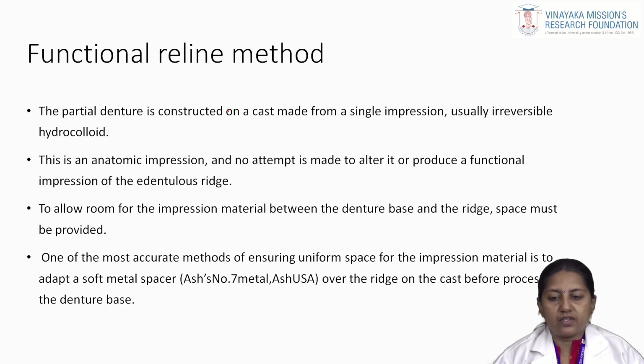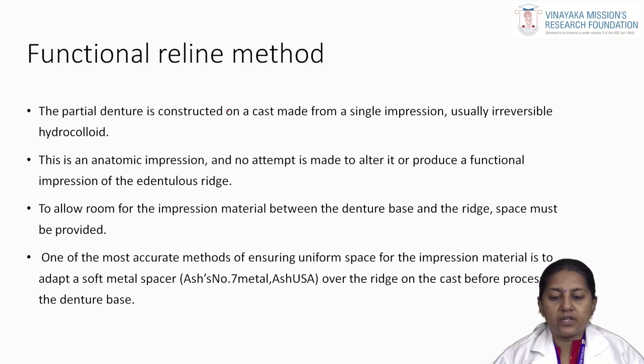So the partial denture is constructed on a cast which is made from a single impression. Note this carefully. You are generating a partial denture that is made from a single impression using alginate. If you make a single impression, it is called an anatomic impression, and no attempt is made to alter it or produce a functional impression of the edentulous ridge.